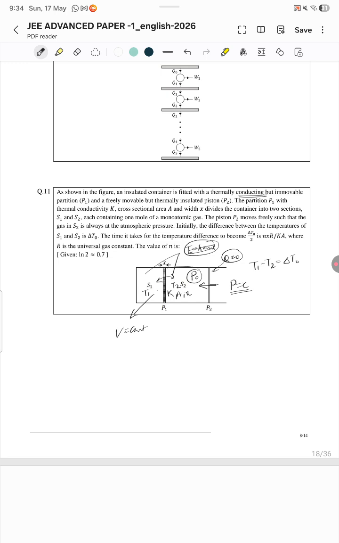Okay, so let's talk about something like this. Fine. Let's draw the diagram now. We got the idea of the question that this is a conducting partition. So here this is T1 and this is T2, and this is a conducting piston which can freely move. There is no heat exchange here. So whatever heat is exchanging, this is also conducting, insulating, right?